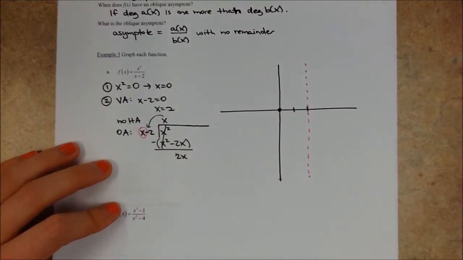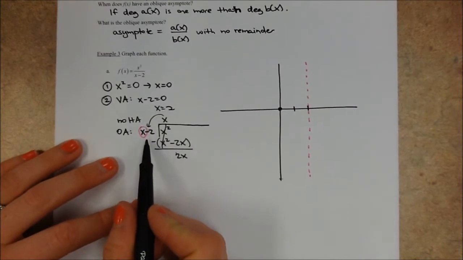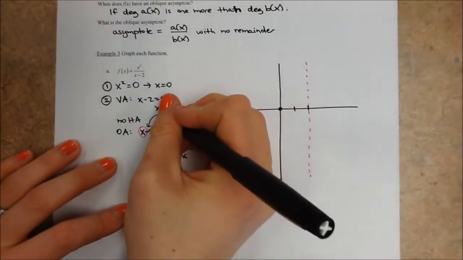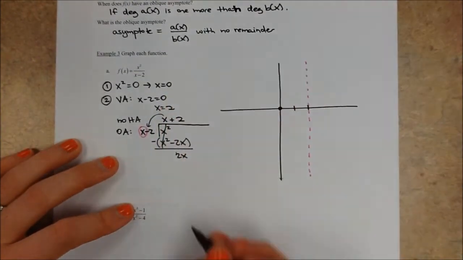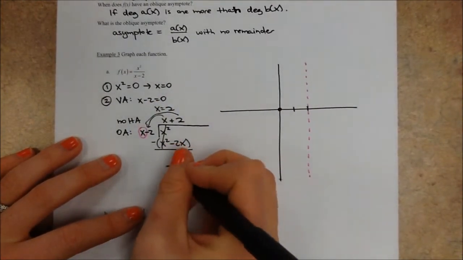Then I only have to do this one more time. How many times is x going to 2x? AKA, what do I multiply x by to get 2x? And that would be a positive 2. So then I multiply 2 back by the x minus 2, and I subtract.